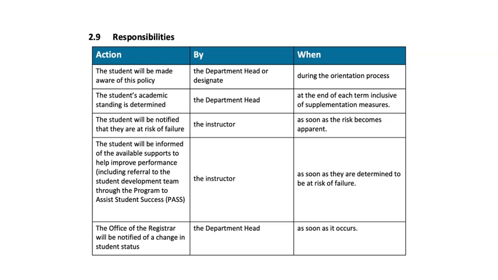The student will be notified that they are at risk of failure by the instructor as soon as the risk becomes apparent. The student will be informed of the available supports to help improve performance, including referral to the student development team through the Program to Assist Student Success, PASS, by the instructor as soon as they are determined to be at risk of failure.